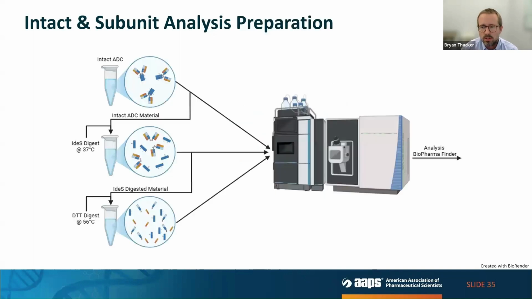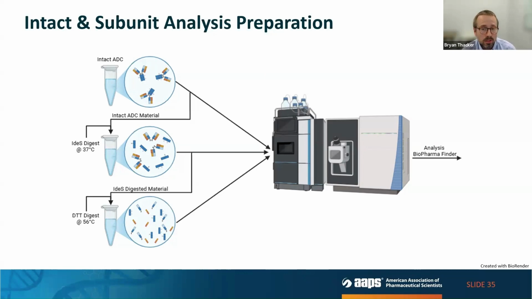If we go to the next slide, we can look at a short overview of the sample preparation methods and then analysis of ADCs. So as I mentioned at the top, the intact ADC is the starting material. It can certainly be analyzed directly using LC-MS, or it can be digested using the IdeS enzyme, which is a simple digest at 37 degrees, breaking it down into some component subunits, and then further reduction using DTT to complete the breakdown into subunits.